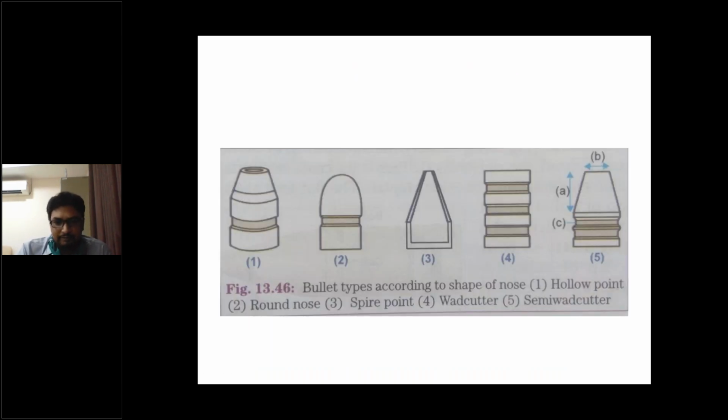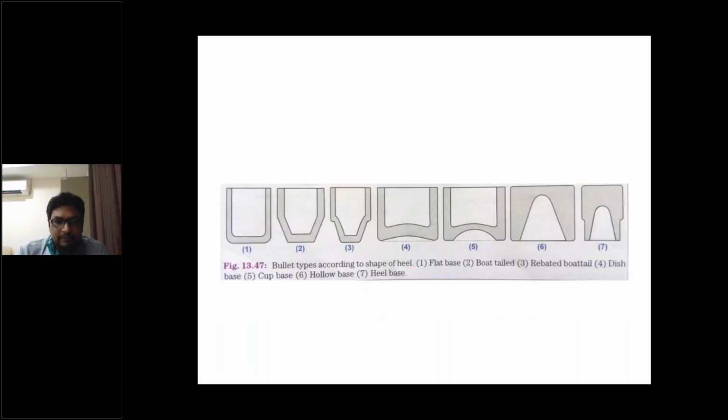These are different shapes of the nose. You can see this is a hollow point, rounded nose bullets, spire point bullets, wad cut bullets, and then semi wad cut bullets. These are some of the names. No need to remember all these, but you have to be aware of these names.